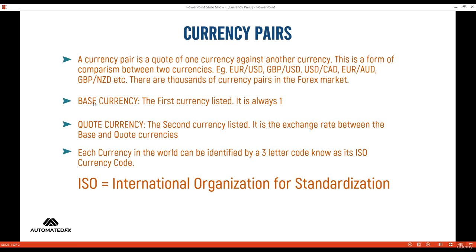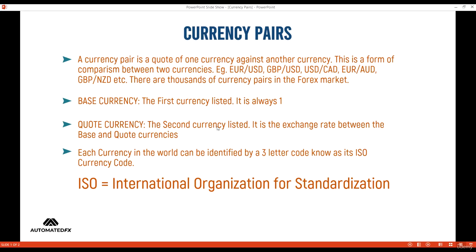Now we have what we call the base currency. The base currency is the first currency listed, and it is always one. In EUR USD, euro will be the base currency. In this case GBP will be the base currency. In this case USD will be the base currency, that's USD/CAD. And in this case euro will be the base currency, and it is always equal to one.